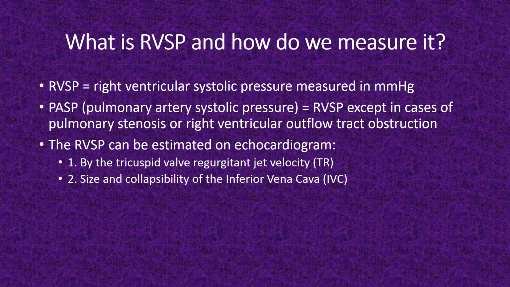Pulmonary artery systolic pressure, or PASP, is equal to the RVSP except in cases of pulmonary stenosis or right ventricular outflow tract obstruction. The RVSP is representative of the pressure in the main pulmonary artery which supplies blood to the lungs. Elevated RVSP can indicate pulmonary hypertension. The RVSP can be estimated on echocardiogram, 1 by the tricuspid valve regurgitant jet velocity, and 2 by the size and collapsibility of the inferior vena cava.